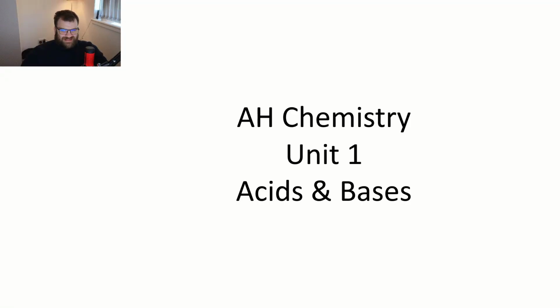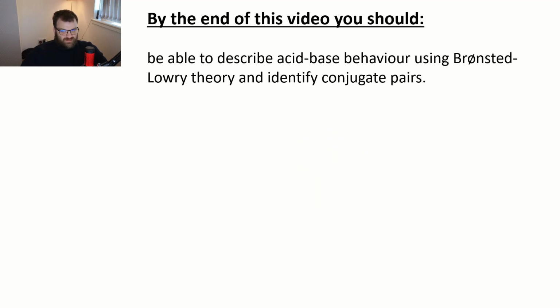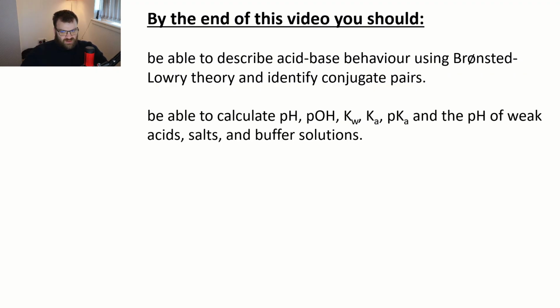In this video, we'll talk through the Advanced Higher Chemistry Unit 1 topic of acids and bases. By the end of this video, you should be able to describe the behaviours of acids and bases using the Brønsted-Lowry theory and also be able to identify the conjugate pairs. You should be able to calculate different values to do with acids and bases, including pH, pOH, Kw, Ka, and pKa and pH of weak acids, salts, and buffers.